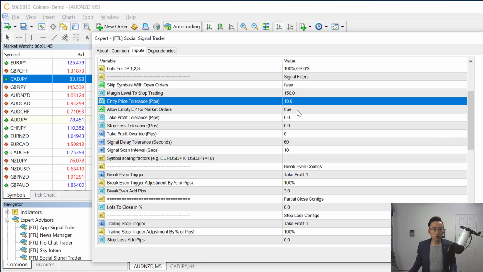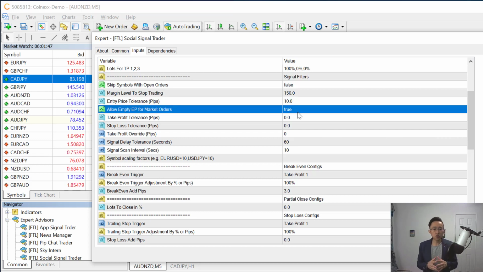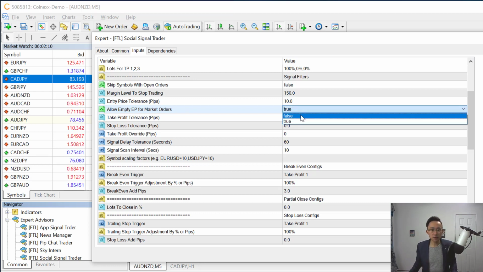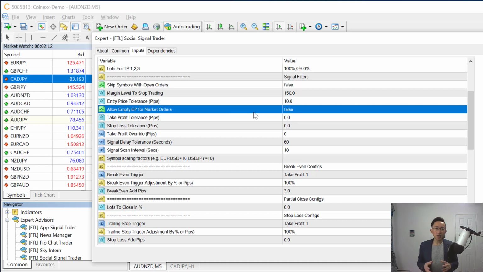All right. So for the next setting, allow empty entry price for market orders. This means that if there's no suggested entry price for a market order, then this will allow the signal to go through. It will take the signal and place the trade. So if you set it to false, meaning the trader didn't put any suggested entry price, then you will not take the signal.